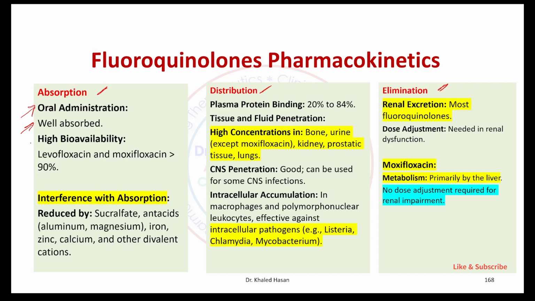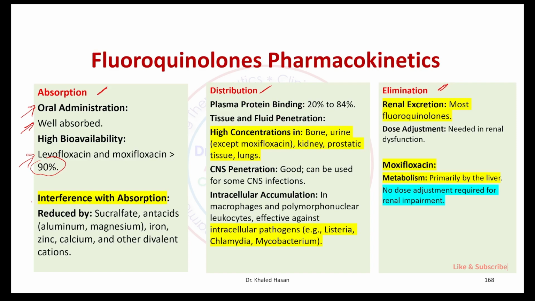Fluoroquinolones have high bioavailability. Levofloxacin and moxifloxacin have maybe 90% bioavailability, and the definition of bioavailability is the percentage of the drug that arrives to the bloodstream in unchanged form. So when you prescribe, for example, 100 milligrams of levofloxacin, 90% of this levofloxacin, 90 milligrams, will arrive to the bloodstream.